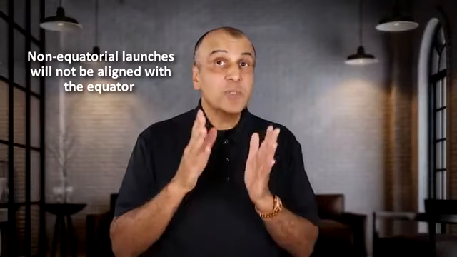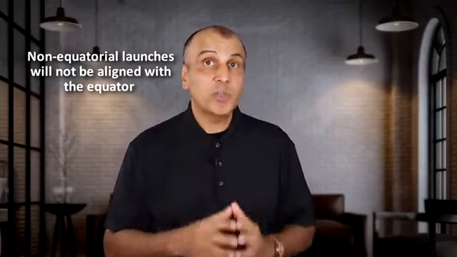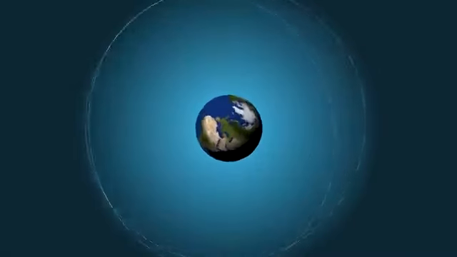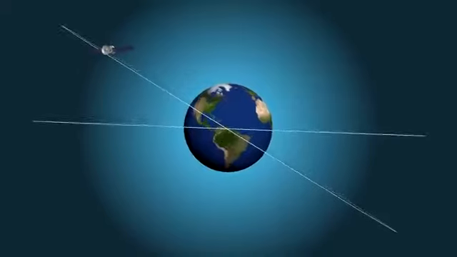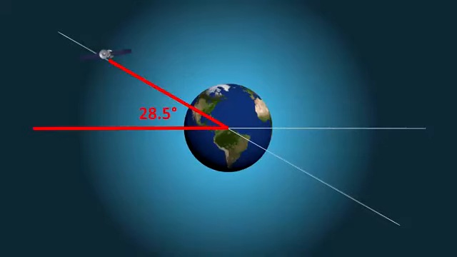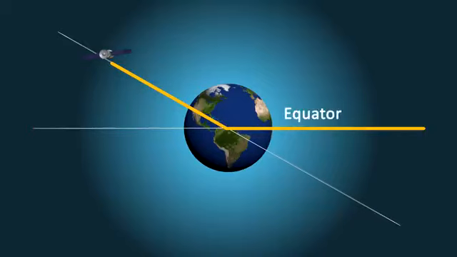In addition, unless the rocket is launched from somewhere on the equator, it will have an orbit that is not quite geostationary because it will not be in line or in the same plane as the equator. For example, when satellites are launched from Cape Canaveral, Florida, which is located at about 28.5 degrees north latitude, the orbit will be inclined 28.5 degrees from the equator. This has to be adjusted, and this requires more fuel.